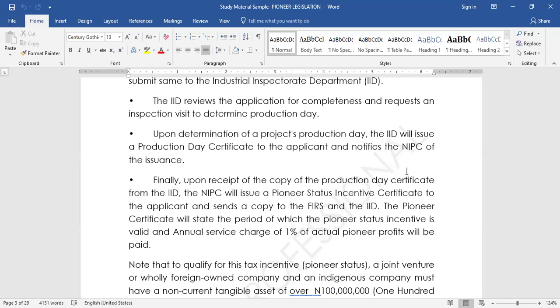Mind you, like I said, for the 3 years that the company is given pioneer incentive or pioneer status, the company will not pay company income tax and education tax. The company will only pay an annual service charge of 1% of the actual pioneer profit made. In pioneer period, we have year 1, year 2, year 3. For those 3 years, the only thing the company will pay is 1% of the profit, and that amount is called the annual service charge fee.